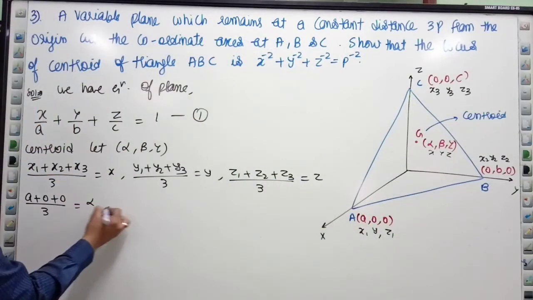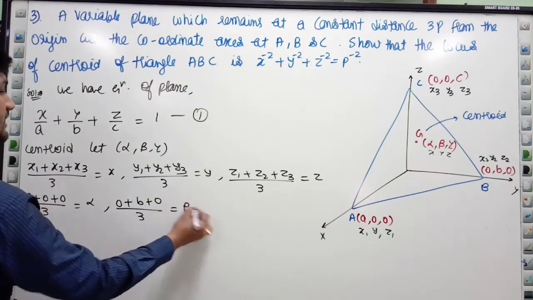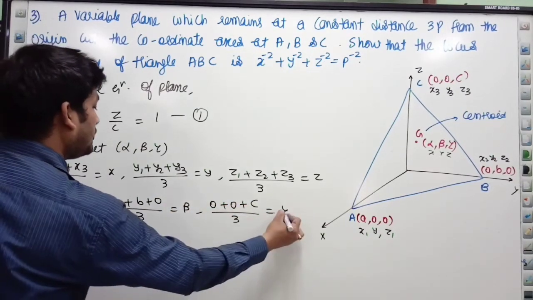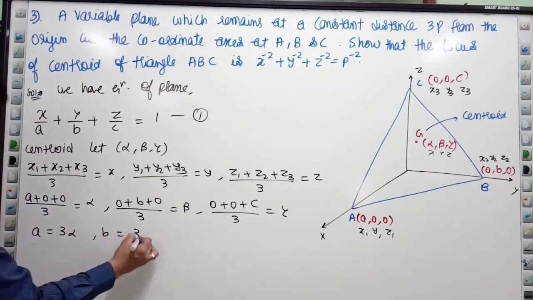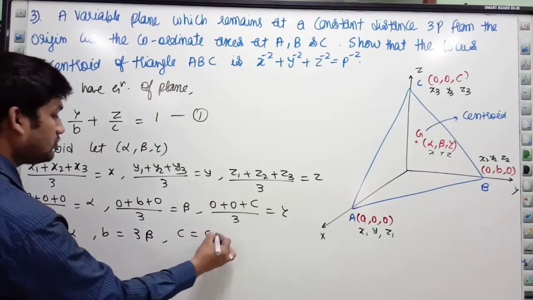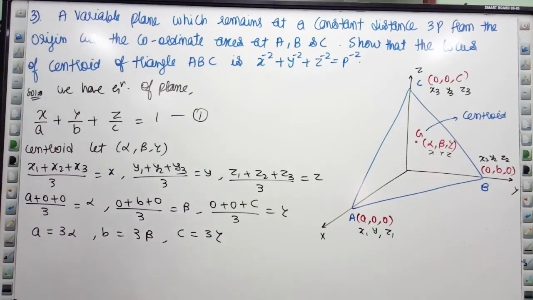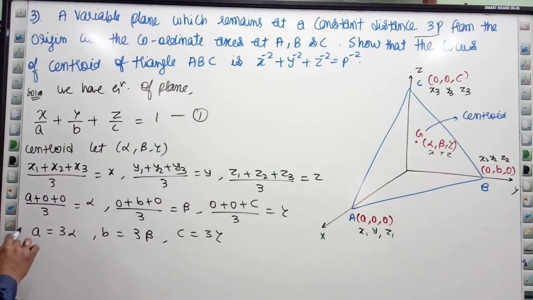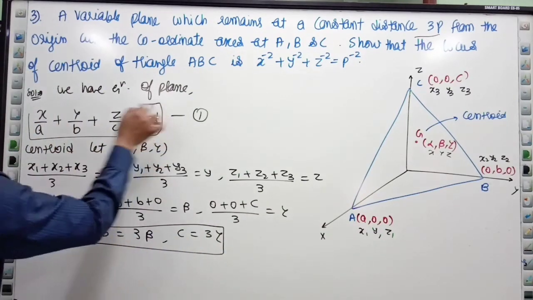Alpha: 0 plus b plus 0 by 3 equal to beta. 0 plus 0 plus c by 3 equal to gamma. So you can say a equal to 3 alpha, b equal to 3 beta, and c equal to 3 gamma. Now next thing is we'll write the distance formula. अभी तक you can see that we have this ABC and equation of plane.